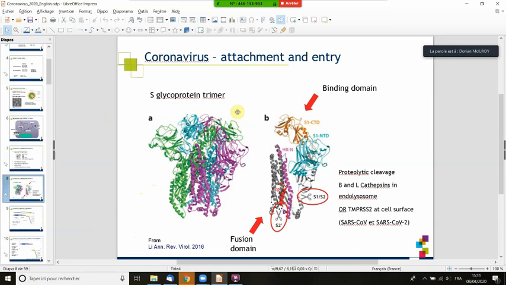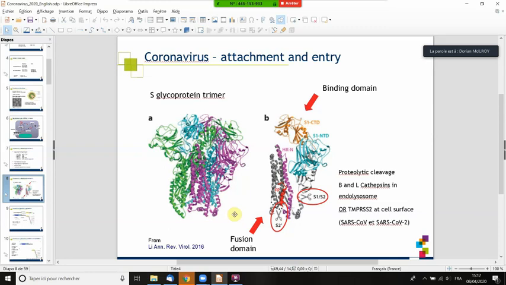Another thing: the spike glycoprotein is secreted as a precursor, the S glycoprotein, but the active form has been cleaved to form S1 and S2 domains. S1 is the part up here, a globular structure which contains the binding domain, and S2, this alpha helix structure here, has the fusion domain. This is very similar to what you see in HIV, GP120 and GP41, and influenza, HA0, HA1. All of these surface glycoproteins of enveloped viruses have a very similar organization.